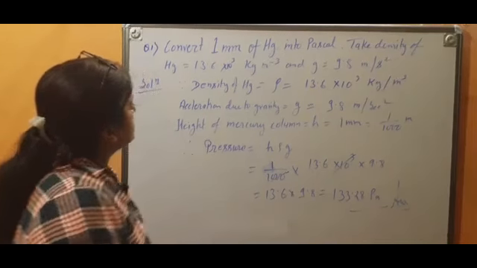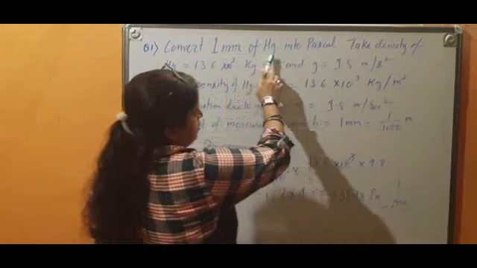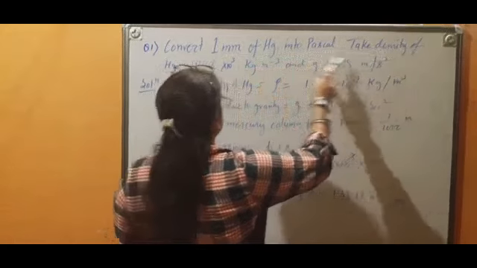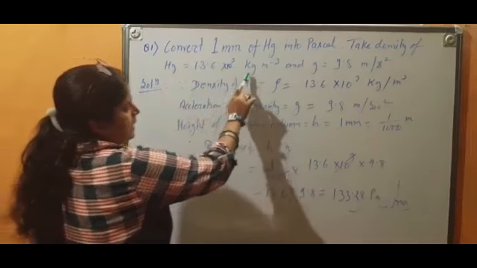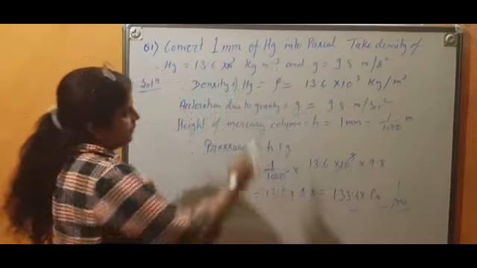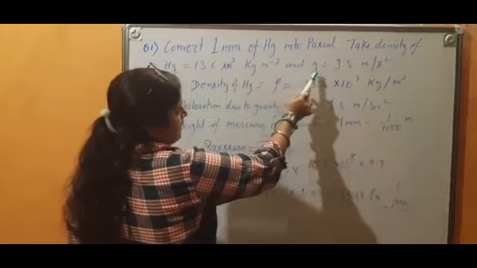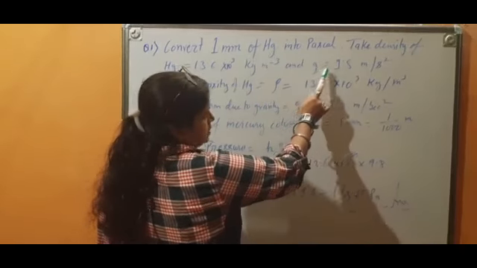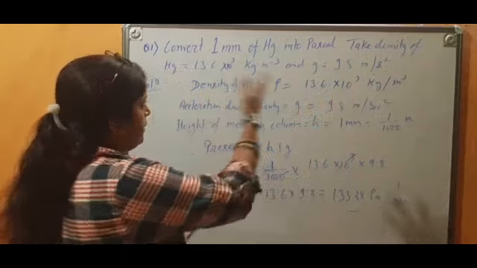So our first question is: convert 1 mm, that is 1 millimeter of Hg, that is mercury, into Pascal. Take density of mercury as 13.6 × 10^3 kg per meter cube. You may write per meter cube in this way or like this, both are same thing. And acceleration due to gravity, that is small g, is equal to 9.8 meter per second square. So we are going to convert it into Pascal.